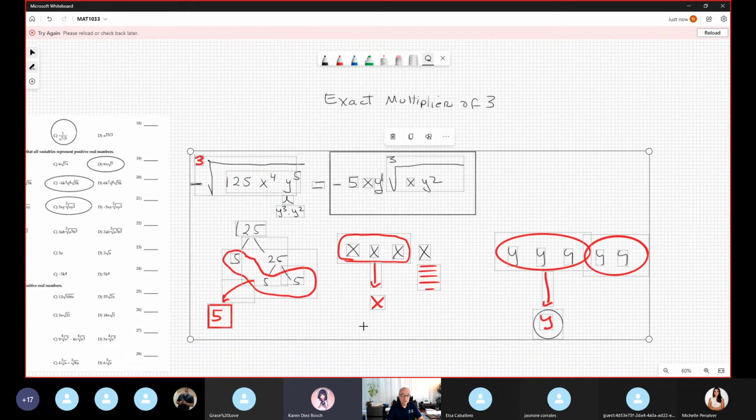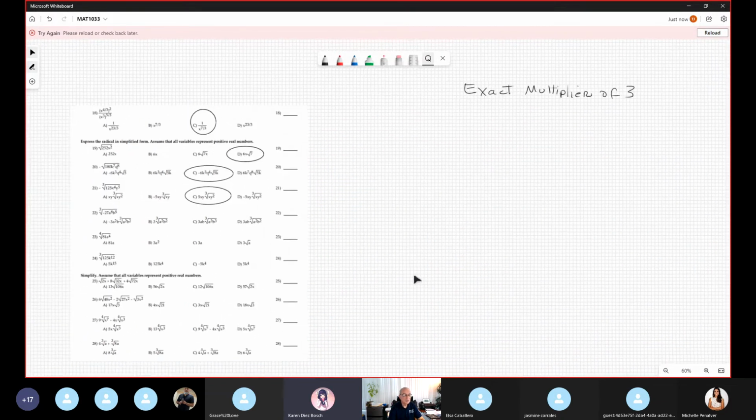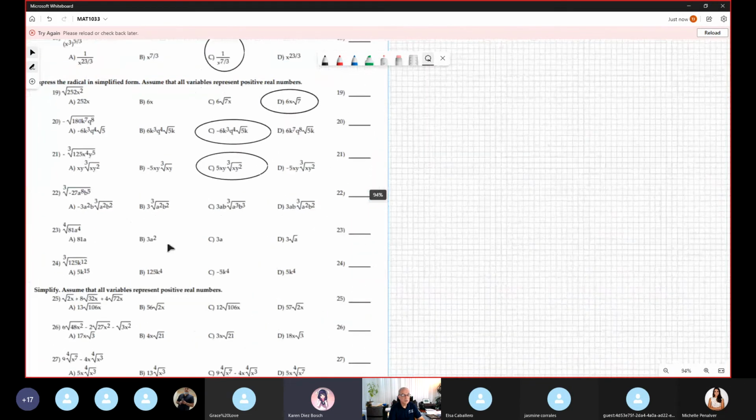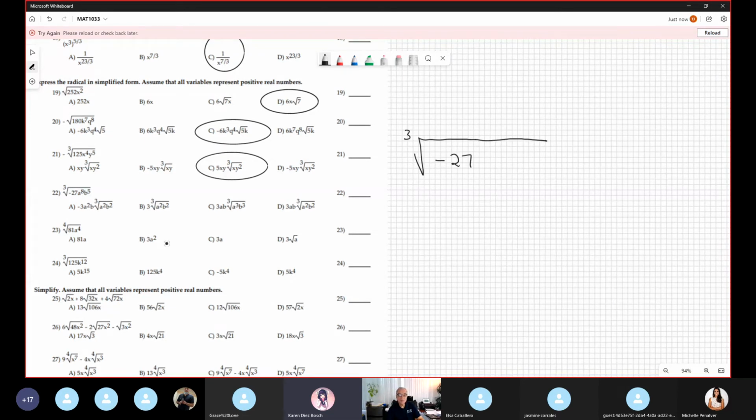Try next. Next is easy, but involves one extra complication. This is the cubic root of minus 27, a to the 8th power, b to the 5th.